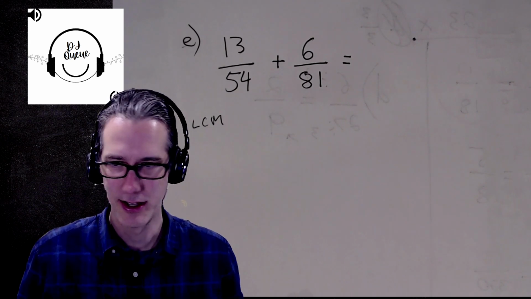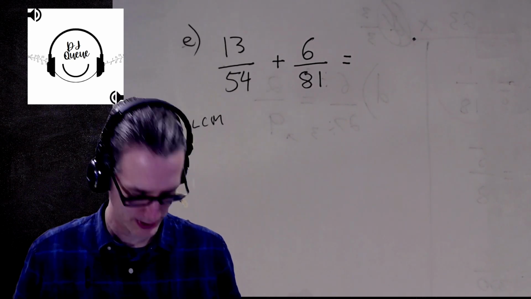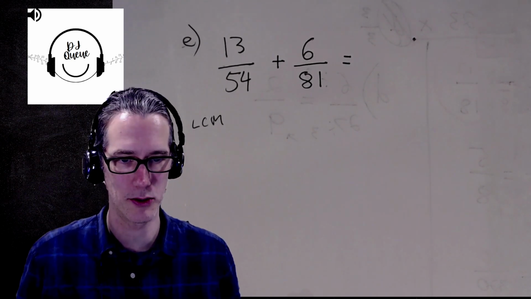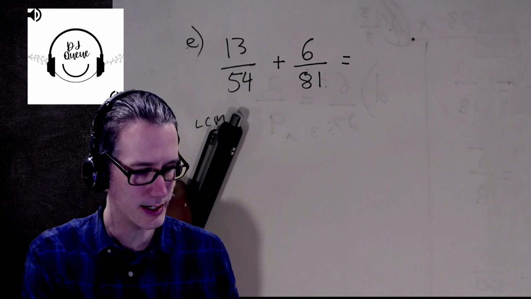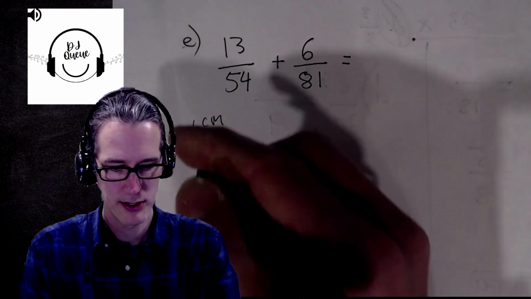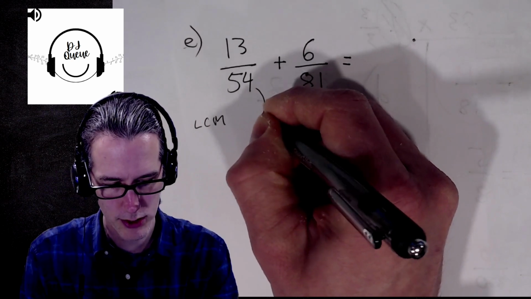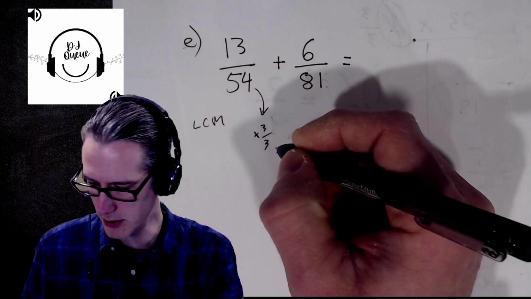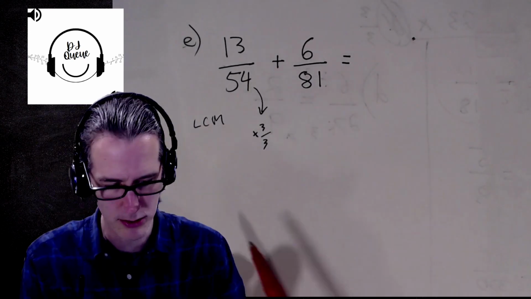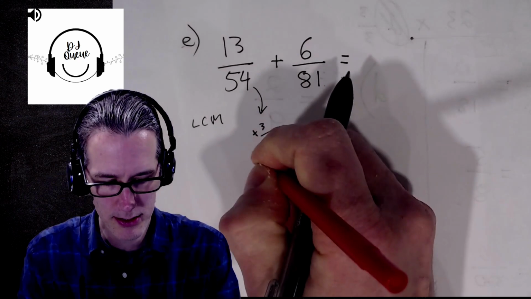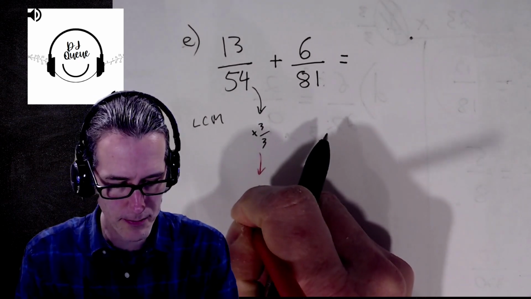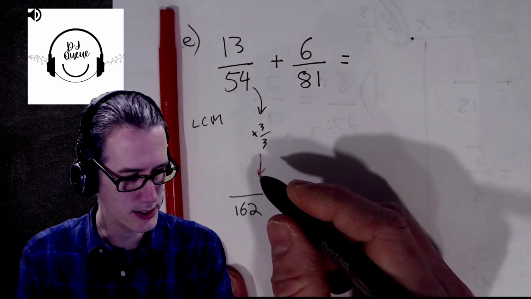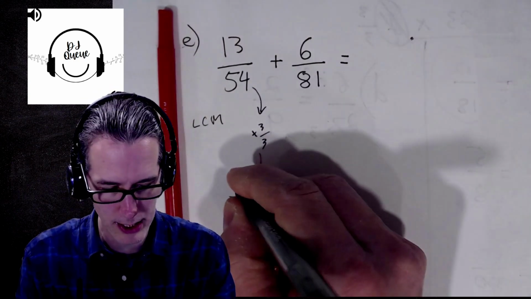So that's going to be a bit of a problem. Instead, we can try to find a slightly lower common multiple. In this case, I would probably go with 162. So I'm going to multiply this one by 3 over 3. My factor in this case is 3 over 3, and so my denominator becomes 162. On the top, I multiply by 3, that would be 39.